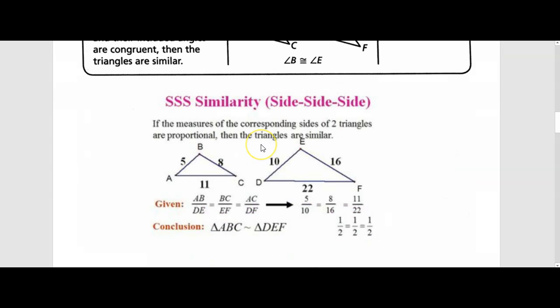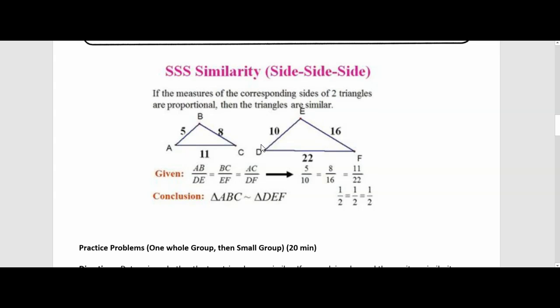Third one, SSS similarity. For this one, we need to know nothing about the angles. We just have to make sure that all three sets of corresponding sides are proportional, that they have the same scale factor.